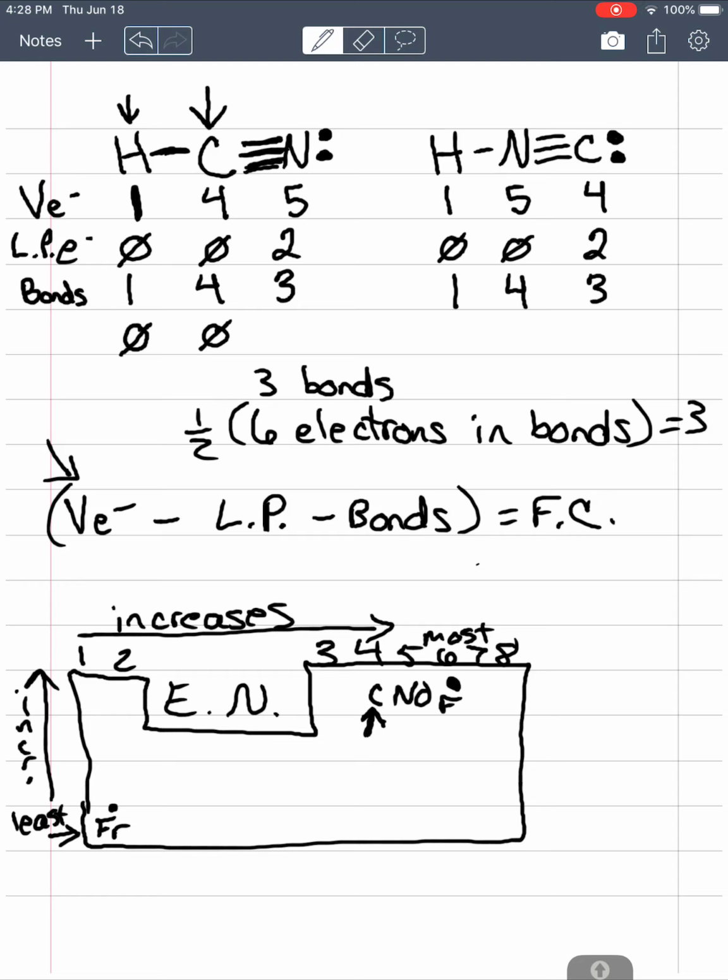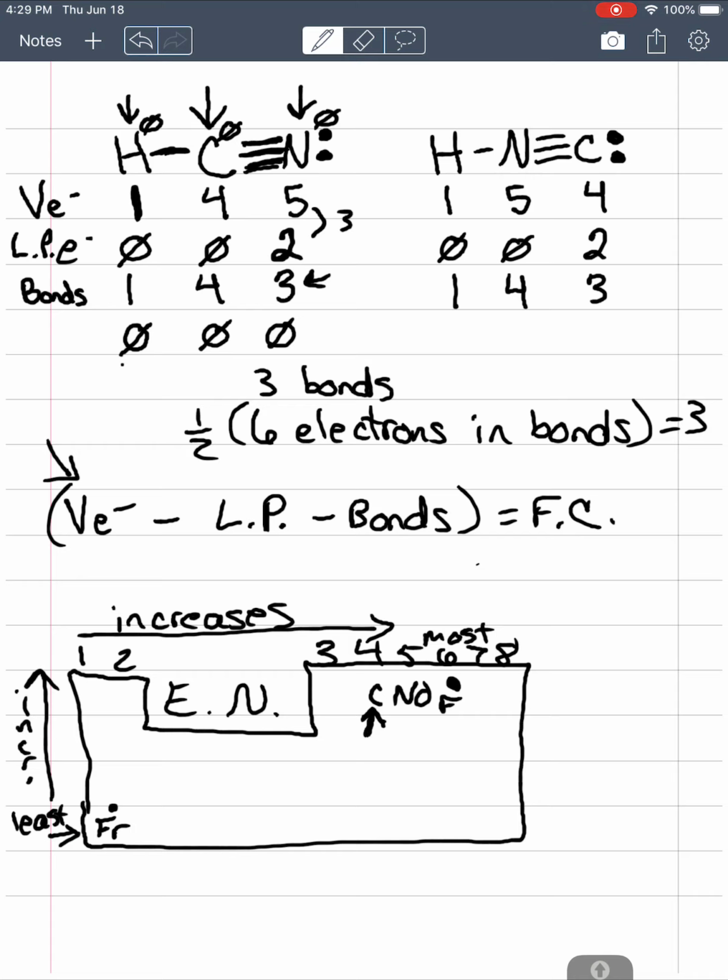Then we have this nitrogen, and it's got 5 valence electrons minus the 2 lone pair electrons, so that's 3. And then we subtract 3 from it, and we get 0. So this is nice because they're 0, 0, and 0. The formal charge for this is 0, this one is 0, this one is 0.